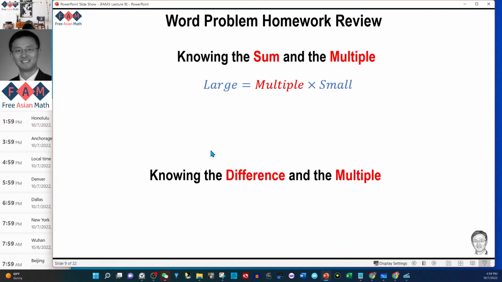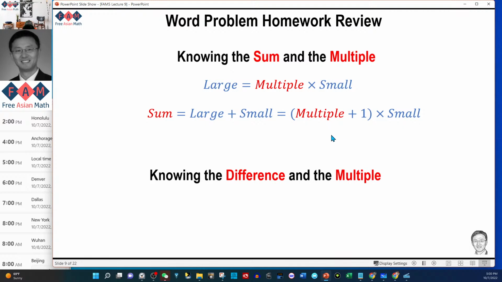The particular relationship is that because the large is a multiple of the small, their sum is just large plus small. That is multiple times small plus small. Now you can see with the distributive property, we can factor out the small. After factoring out the small, what goes into the parentheses is the multiple, which represents the large number, plus 1, which represents the small number.